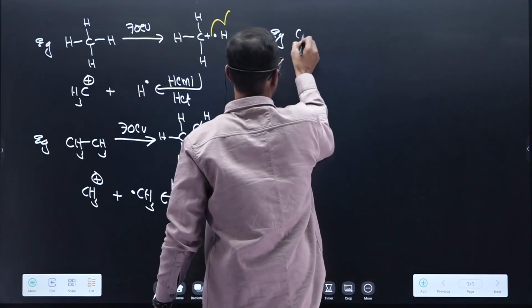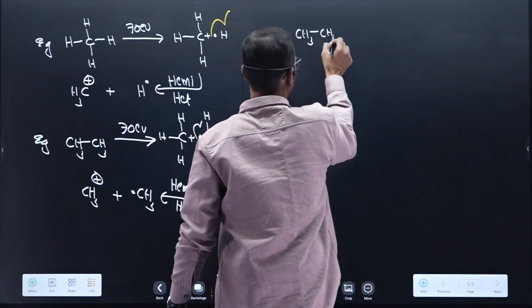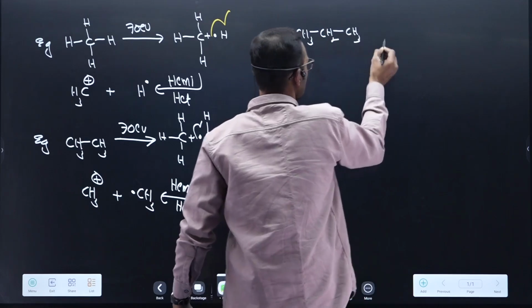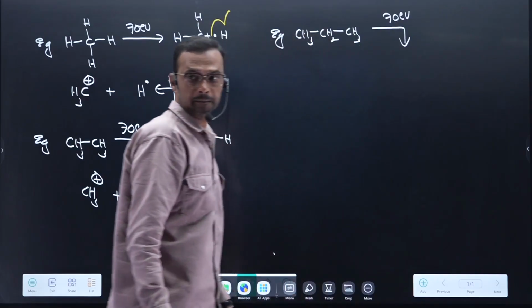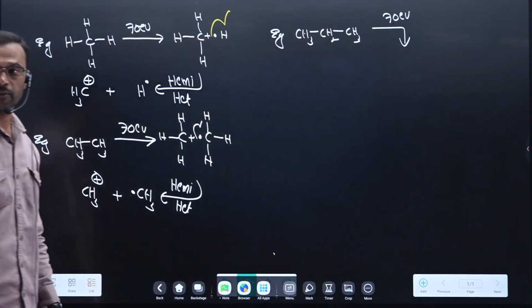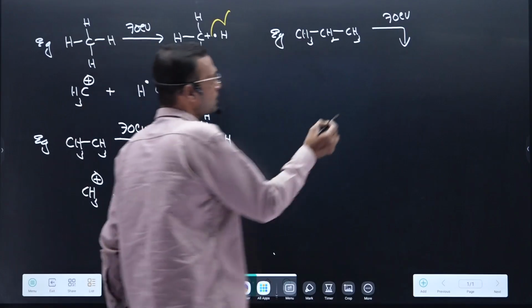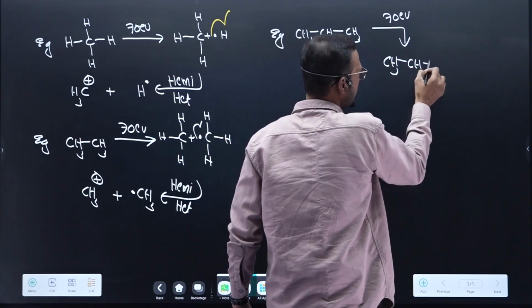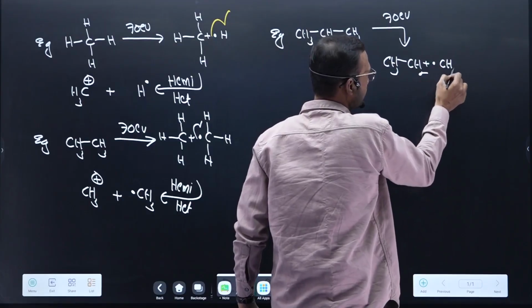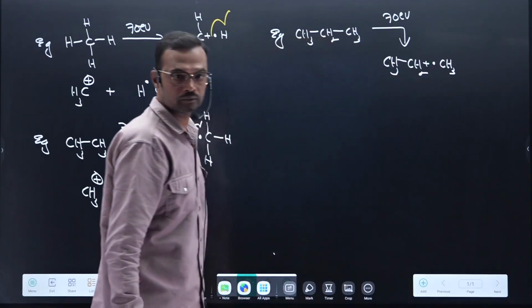Suppose I take propane or any higher alkane, this is CH3, CH2, CH3. If I apply 70 electron volts, then where will you generate the molecular ion? Terminal or not? You need to recollect that point. A terminal. If I remove one of the electrons from the terminal, here what will you get? A cation. And this is a radical or not?